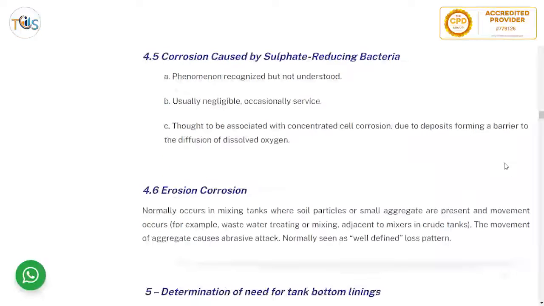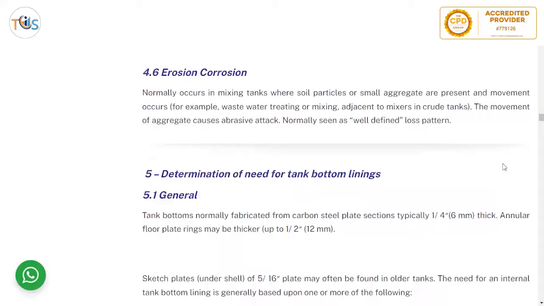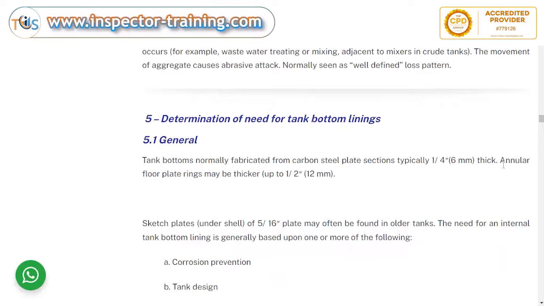Corrosion caused by sulfate-reducing bacteria: phenomenon recognized but not understood, usually negligible, occasionally serious, thought to be associated with concentration cell corrosion due to deposits forming a barrier to the diffusion of dissolved oxygen. Erosion corrosion normally occurs in mixing tanks where soil particles or small aggregate are present and movement occurs. For example, wastewater treating or mixing adjacent to mixers in crude tanks.